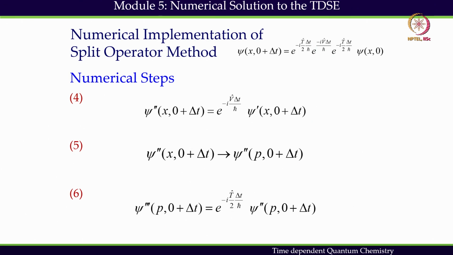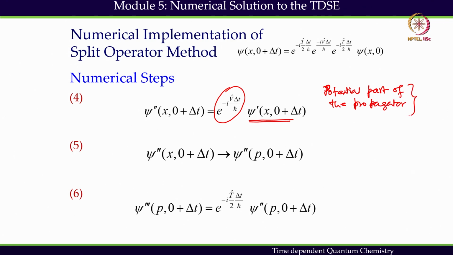Once we have got the propagated wave function in the position space, we will employ this potential part of the propagator. That is acting on the position space representation of the wave function, and we get another time evolution for the potential part.